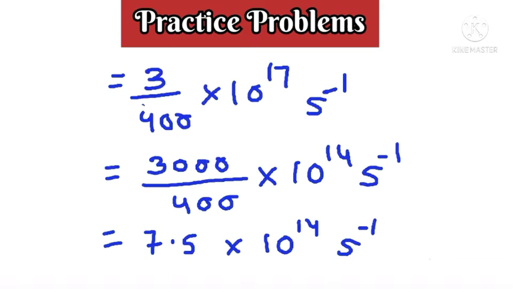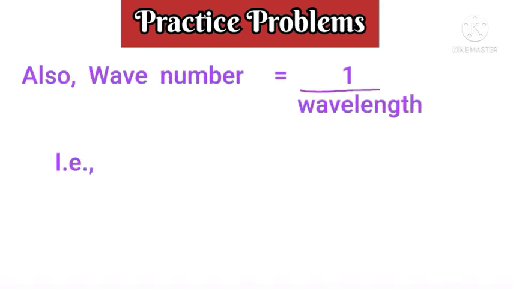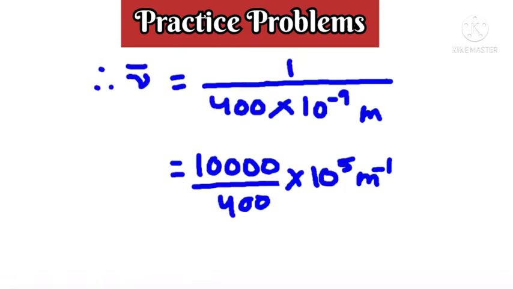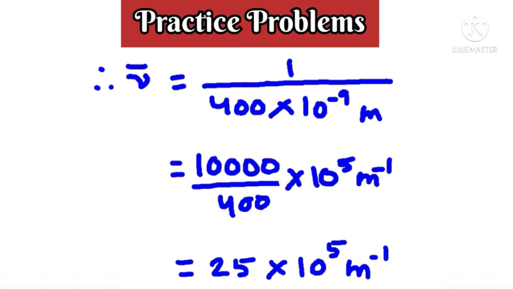Okay, now see the next part, how we can calculate the wave number. We know that wave number is equal to 1 by wavelength, that is nu bar is equal to 1 by lambda, and the value of lambda is given to you. So after putting the value of lambda and solving it, we are getting the value of wave number to be 25 into 10 to the power 5 per meter.